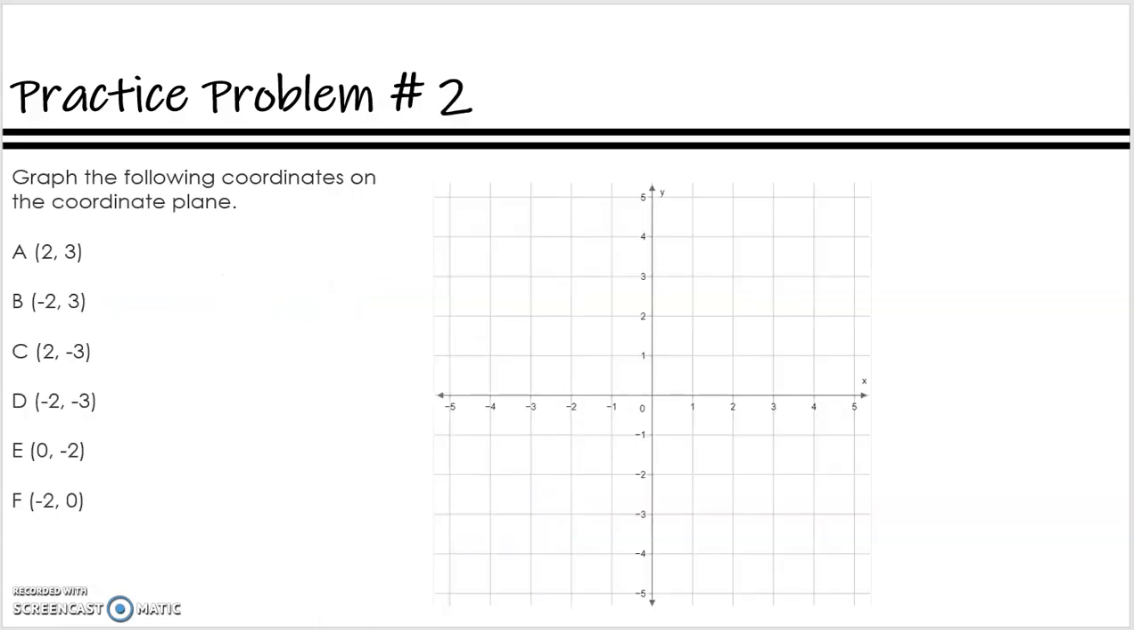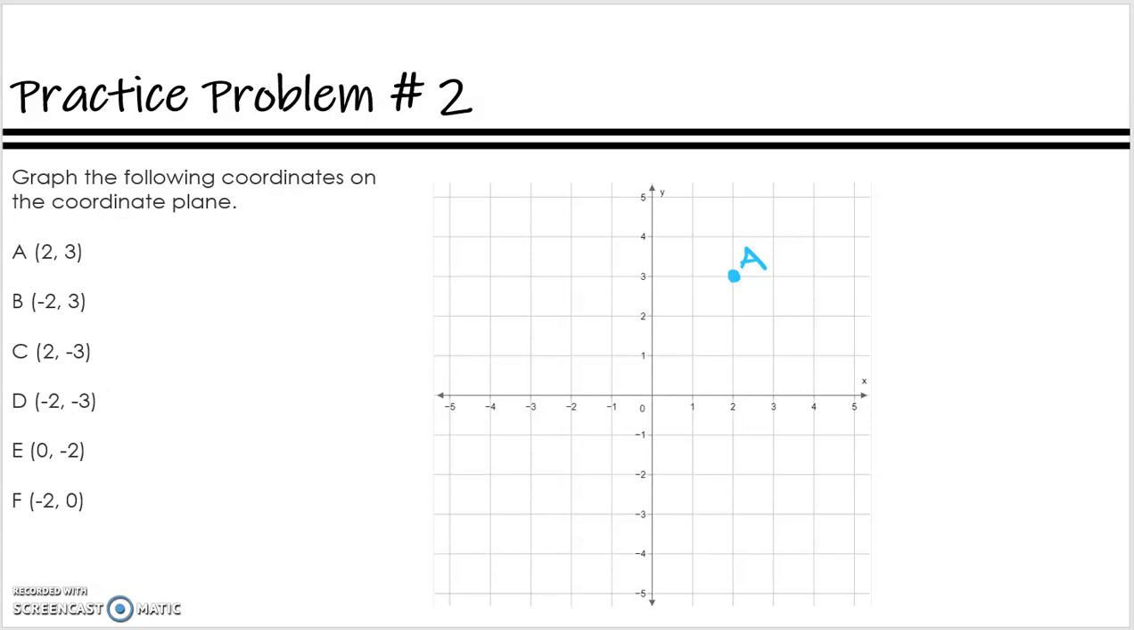Okay, this is a big one. Can you see if you can pause the video and give it a try? I want you to graph all of these coordinates and label them with the appropriate letter. And you could even pause the video and just point to where you think it's going to be. So A is 2, 3. That means from the origin, +2, right 2, and +3, up 3. This is where A should be.